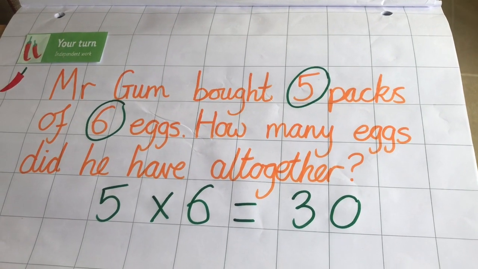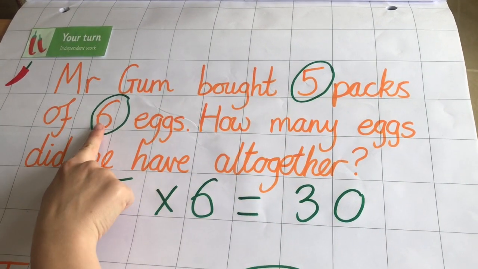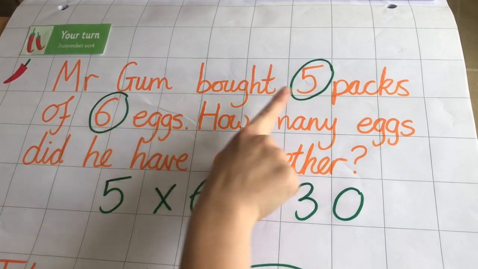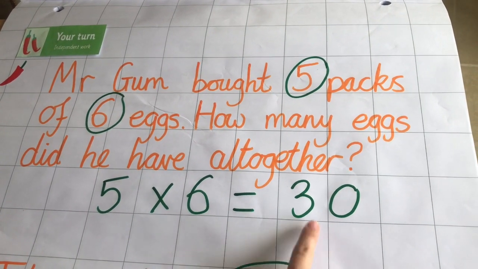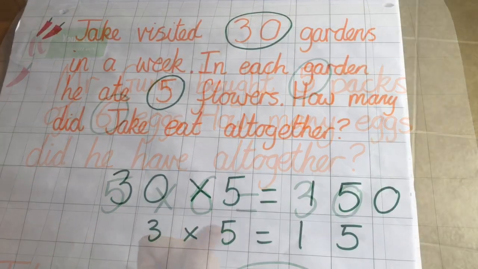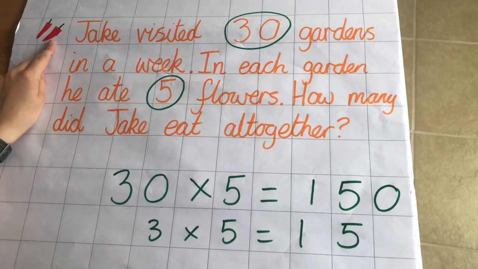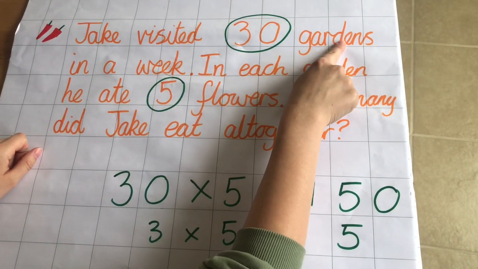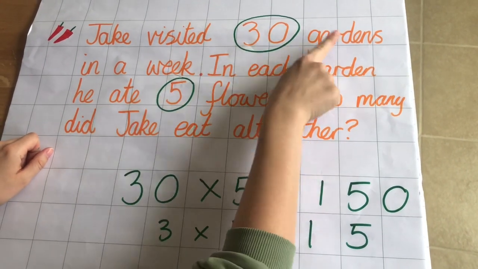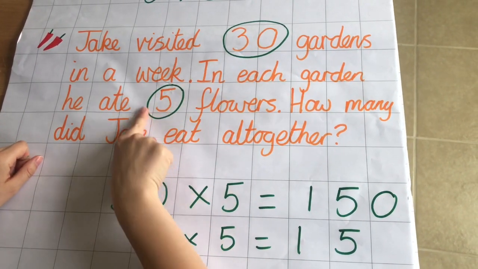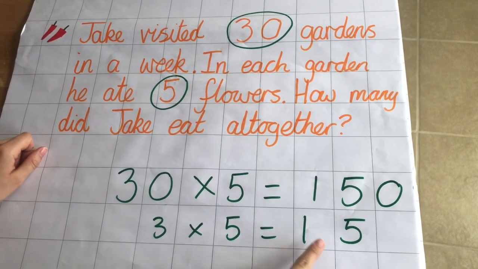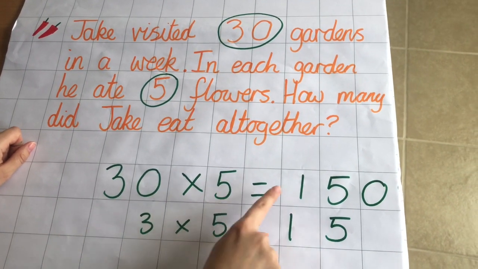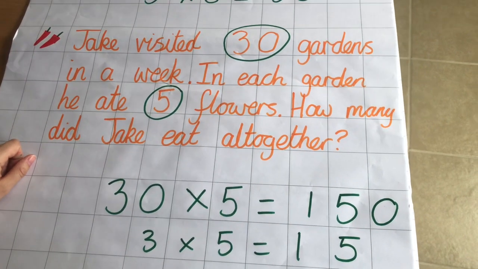Okay, the answer should be 5 times 6, because there's 5 packs of 6 eggs, and 5 times 6 equals 30. Well done. The answer to the Chilli 2 word problem: he visited 30 gardens and then he ate 5 flowers in each. So we've got 30 times 5. We know 3 times 5 is 15.